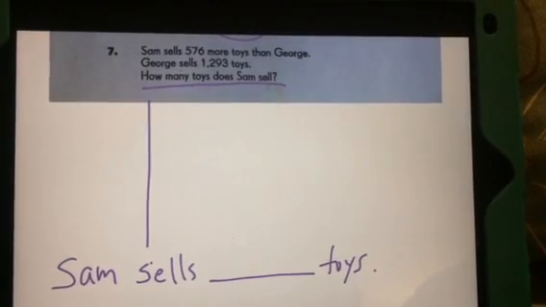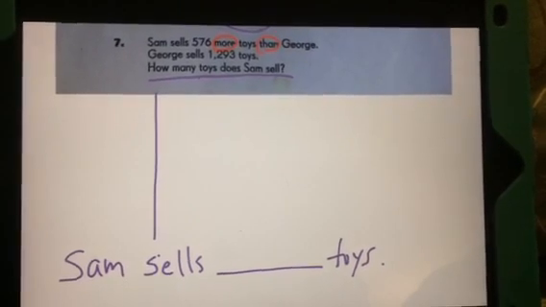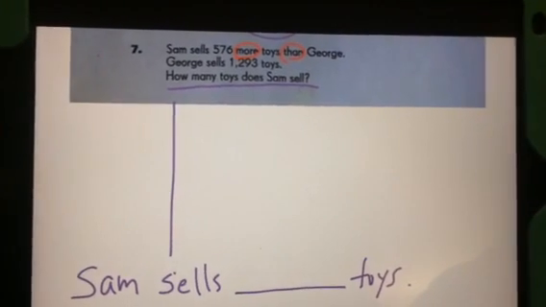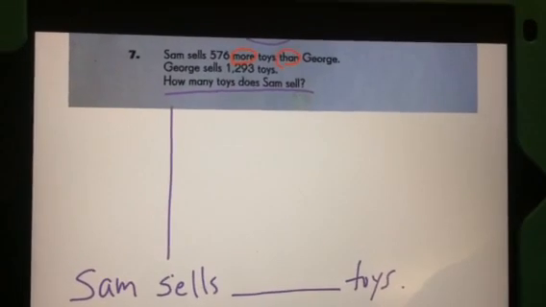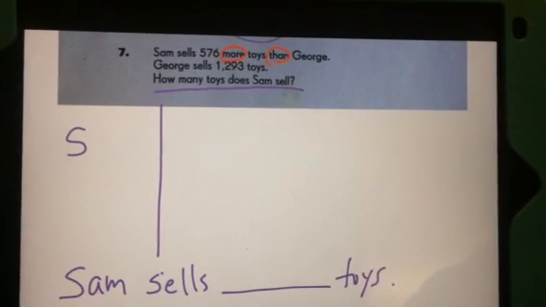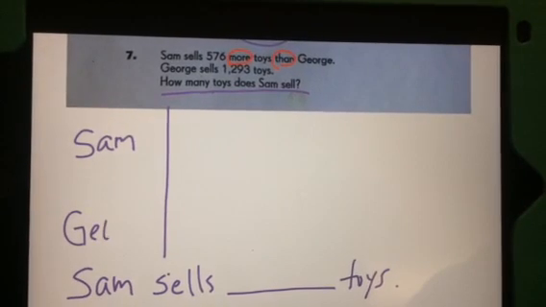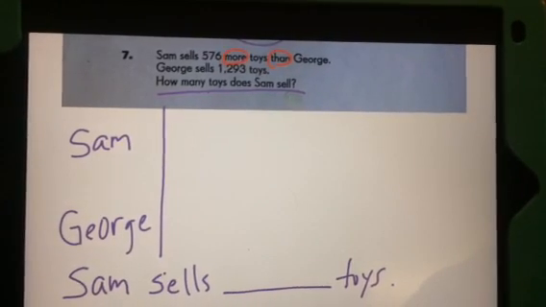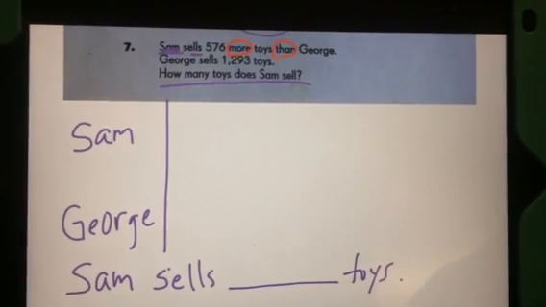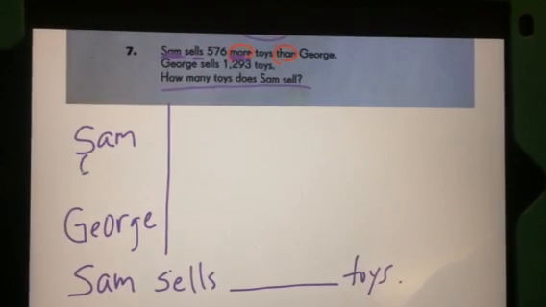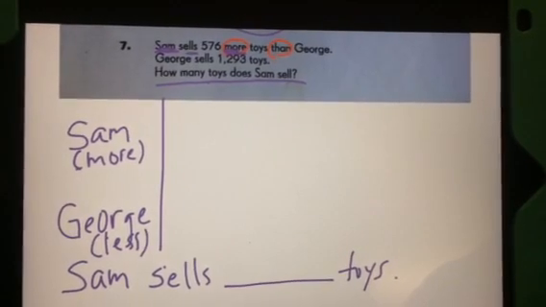Step number 4, who or what is the problem about? Did you see your keywords, more than? Ding, ding, ding. I know that's a comparison. What things are you comparing, or who? In this case, it's Sam. They're competing against each other to see who sells more, I guess. And the second guy that's mentioned is George. Who has more and who has less? It says Sam sells this many more. So Sam has more, George has less.